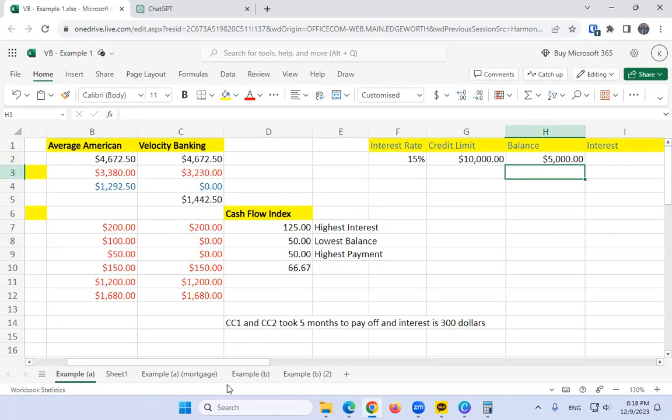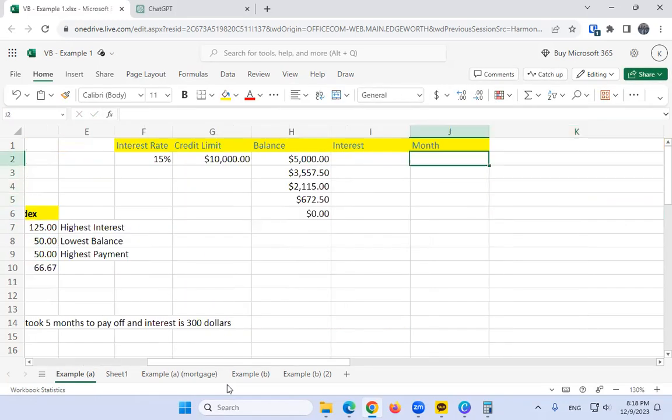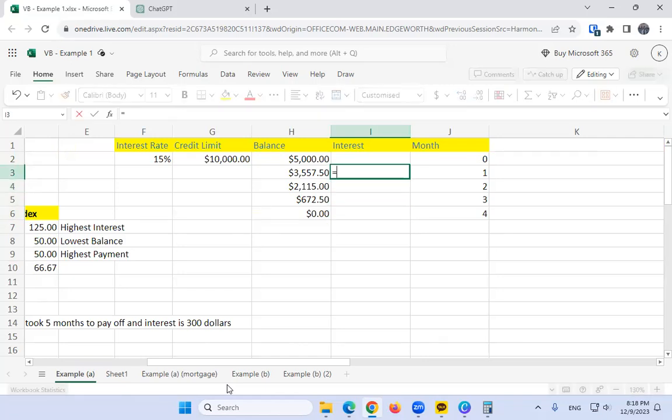So our cash flow is still 1442 because we haven't paid it off yet. So H2 minus 1442.5. Okay, and let's see how long it takes. 0, 1, 2, 3, 4. So about 3 months, I guess. 1, 2, 3. Okay, so now let's take the interest rate.